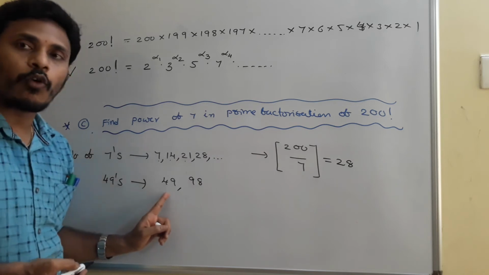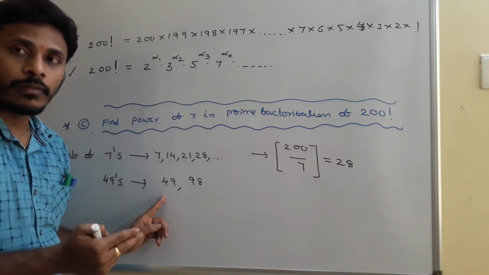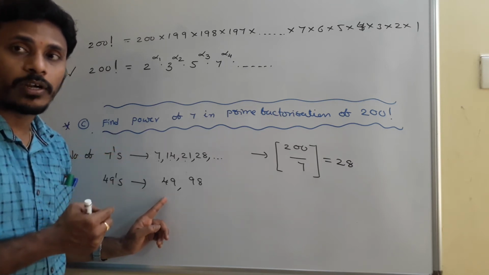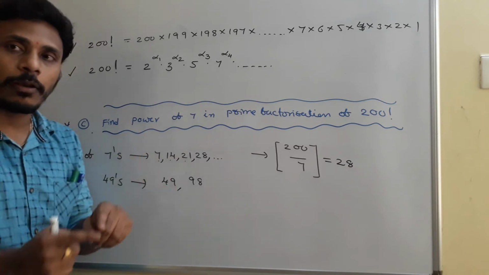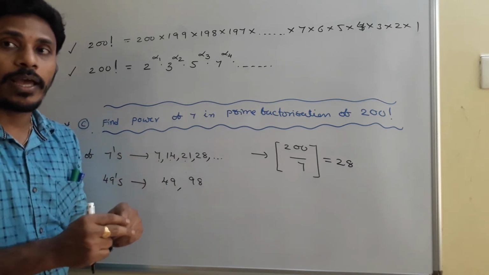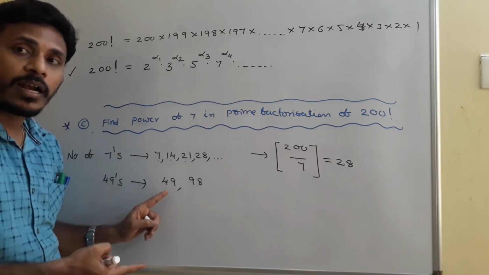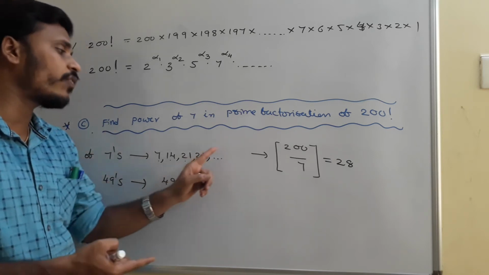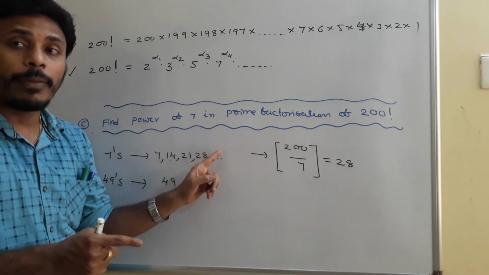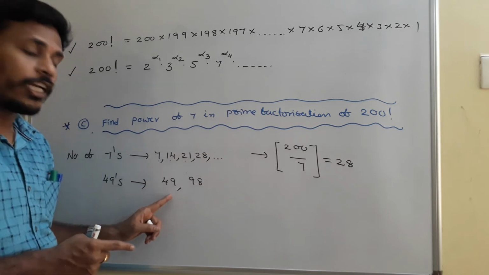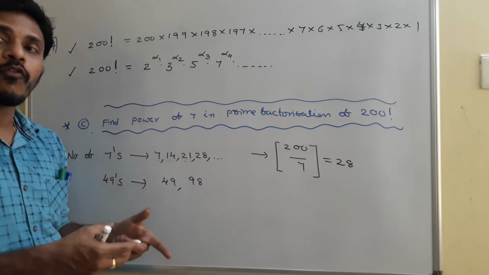If you observe this 49, it is 7 square into 1, so totally there are 2 7s in this 49. So while collecting the 7s, this 49 contributes 2 7s, and that's why you need to count this 49 once again. Already we counted this 49 in the first list because it's a 7 multiple. We counted only once, but there are 2 7s, and that's why we need to count once again. So 7 square multiples, that means the number of 49s.